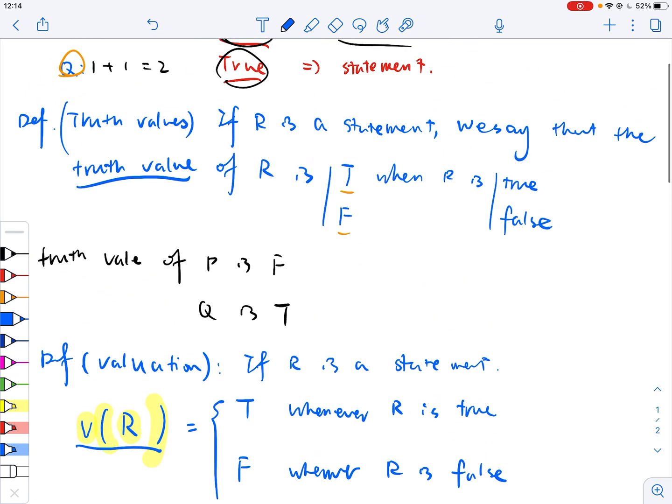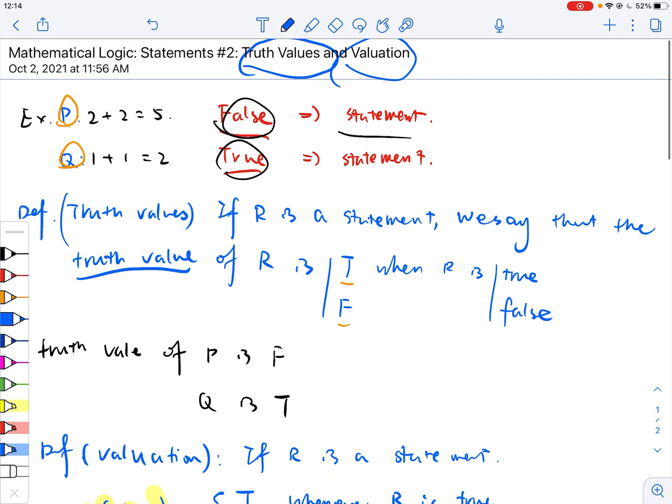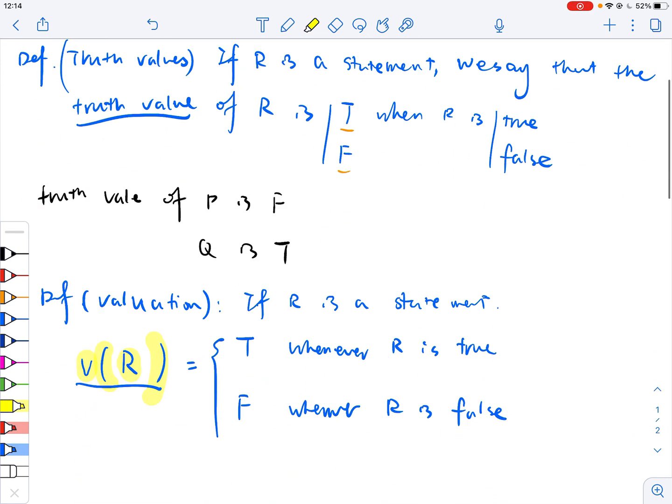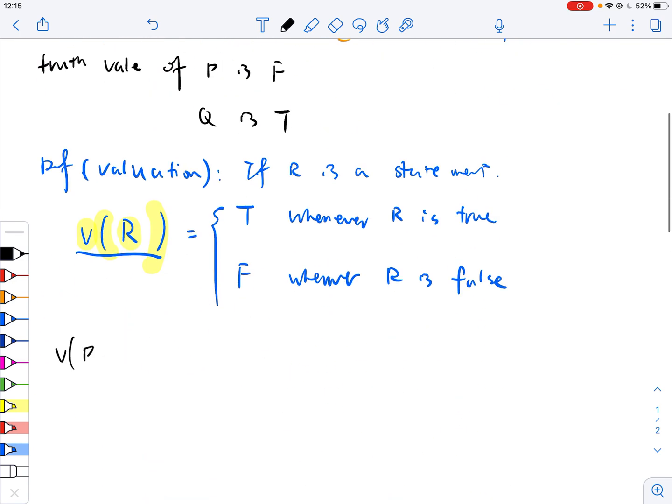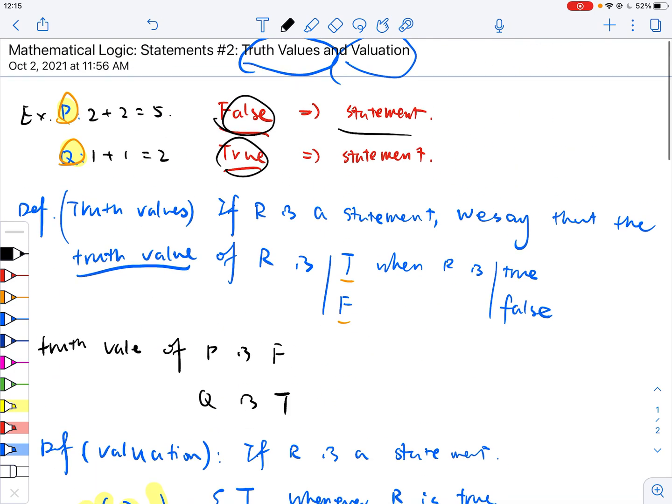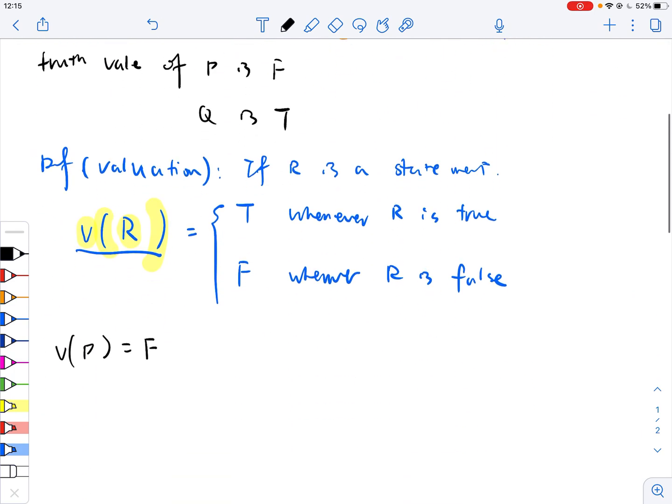So if we apply this definition to our statements P and Q, then we can write this. V of P equals F, because we know that P is a false statement again. And then we can also write V of Q equals T, because Q is a true statement.